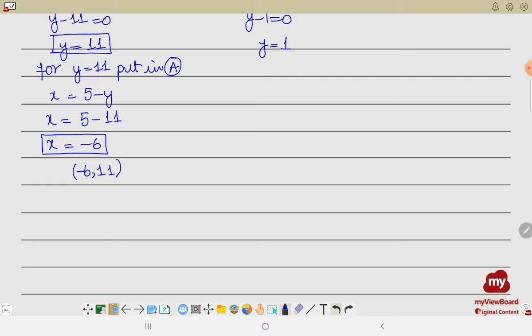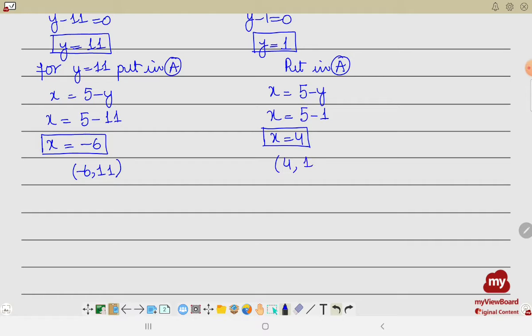And then for y is equal to 1, put in A so that we can have the value of x. x is equal to 5 minus 1. You can even write the values directly. x is equal to 4. So the ordered pair becomes x, y, since we have to write down ordered pairs in which x comes first and y comes second.